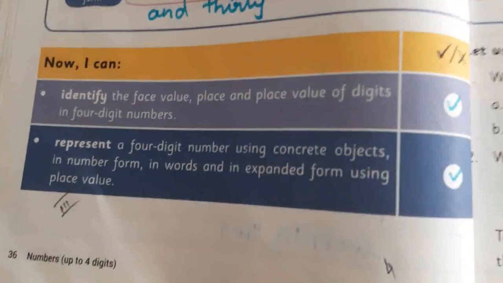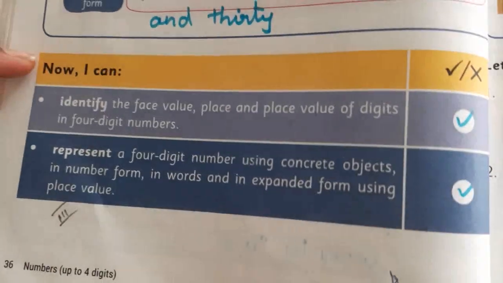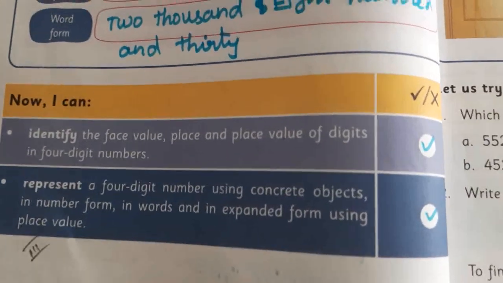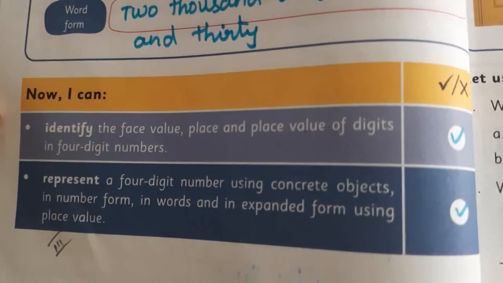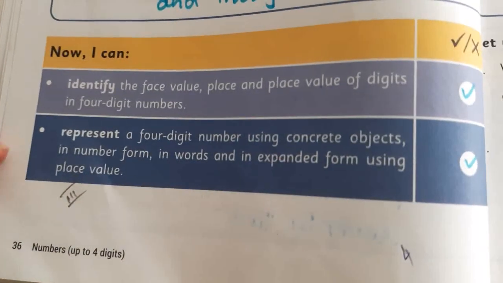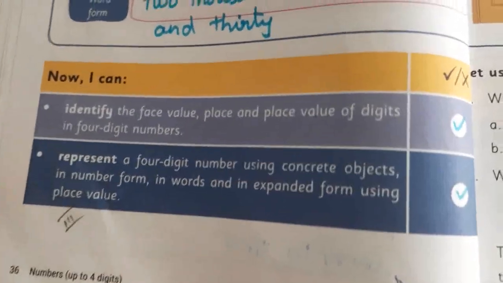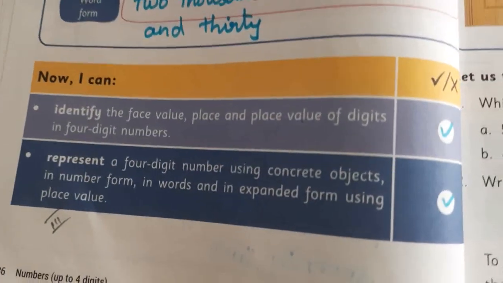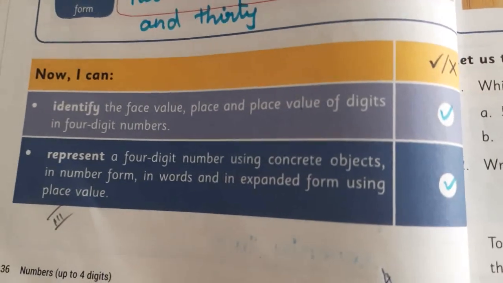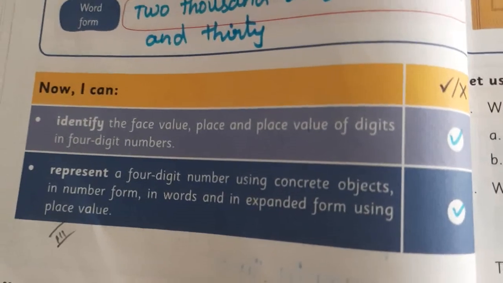Okay, so these two things you can do. That's why we have to put tick in the 2 circles. You can identify the face value, you can identify the place, you can identify the place value of the digits in a 4-digit number. Next one, if I give any 4-digit number, you can represent the number in word form, number form, expanded form and also in the place value chart and the spike abacus. Now I am going to conclude the session with a quick recap.